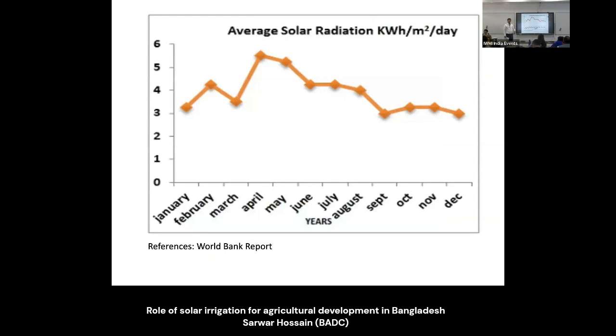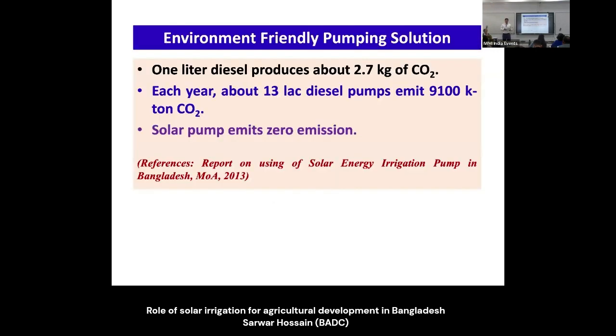The average solar irradiance is higher between March and September, and in Bangladesh we depend on irrigation in the Rabi season, that is, January to April or May, and then the rainy season starts. So this is a very good situation for SIP in Bangladesh. You know that 1 liter of diesel produces 2.7 kilograms of carbon dioxide, and each year 13 lakh diesel pumps in Bangladesh produce 9,100 kiloton of carbon dioxide. A solar pump, in the other sense, has zero emission.